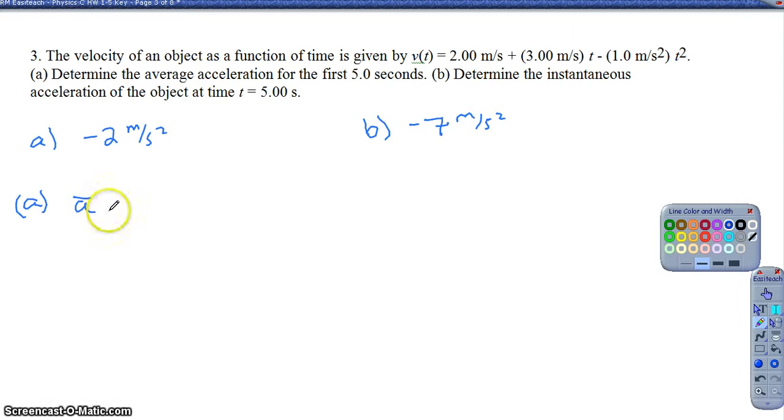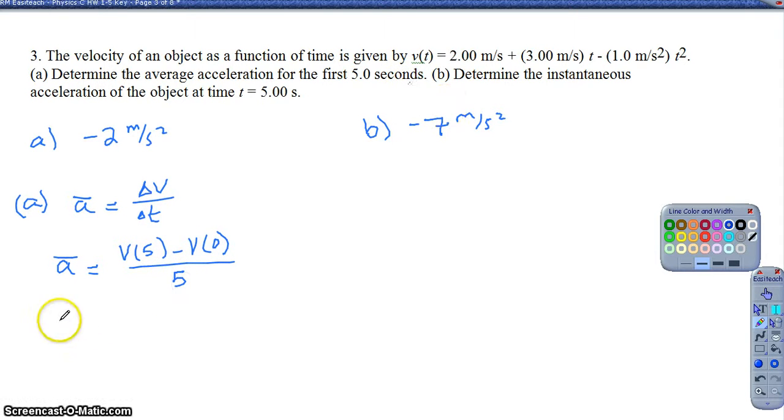The average acceleration is defined as the change in velocity over time. So I do not want to find the acceleration function. I just want to work with my velocity function that they gave me. So the average acceleration during the first 5 seconds, the way that I'm going to find that is I'm going to find my velocity at 5 seconds minus the velocity that I began with at 0 seconds. And then just divide that by my change in time, which would be obviously 5 seconds because it's the first 5 seconds. So I just have to solve for those two variables.